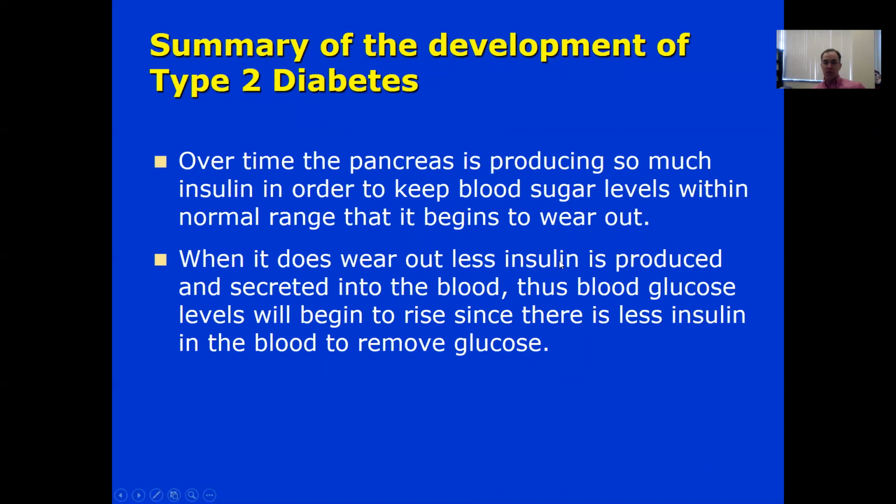So here's a summary of the development of type 2 diabetes. Over time, the pancreas is producing so much insulin in order to keep blood sugar levels within normal range that it begins to wear out. And when it does wear out, less insulin is produced and secreted into the blood. Thus, blood glucose levels rise, called hyperglycemia, and there is less insulin in the blood to remove glucose, and eventually the person develops type 2 diabetes. Again, we're going to talk more about the ramifications of type 2 diabetes in lesson number 5. But just make sure that you have a good understanding of this before you move further on.